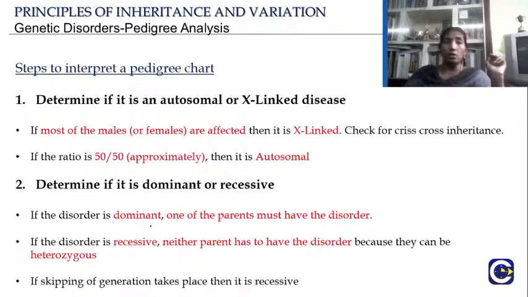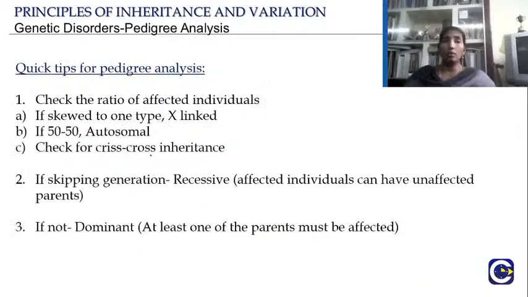If the disorder is dominant, one of the parents must have the disorder. If it is going to be recessive, neither of the parents has the disorder because they will be heterozygous. So there will be skipping of generation, which you can observe in recessive. Check the ratio of the affected individuals. If skewed to one type, then X-linked; 50-50, then autosomal. Check for that crisscross. Skipping of generation means recessive. If not, then dominant. Like that you have to go stepwise to find out.